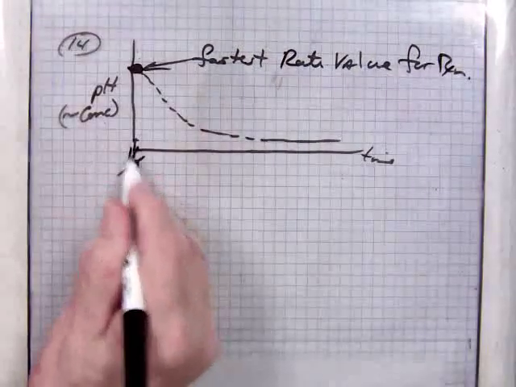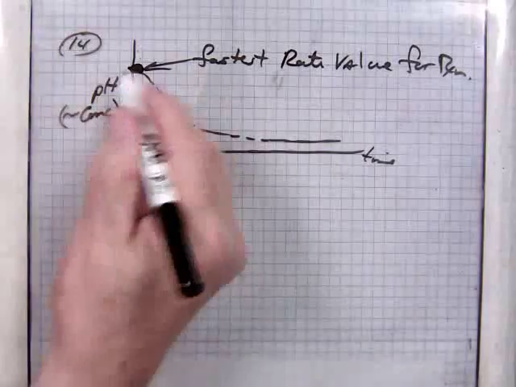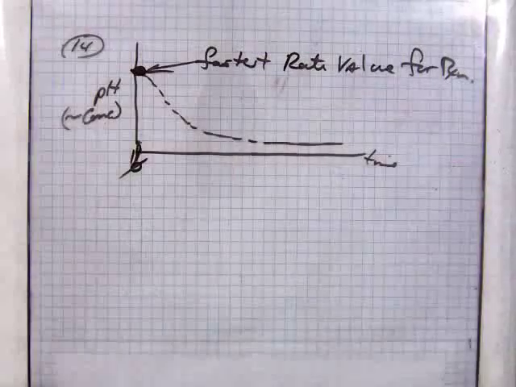Right after you open the gates, anything else is slowing down as it goes forward in there. Instantaneous rates, they're slowing down.